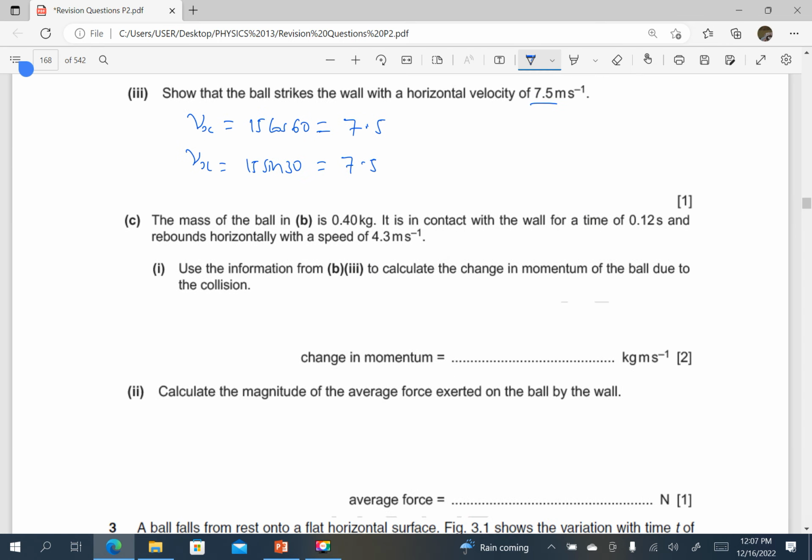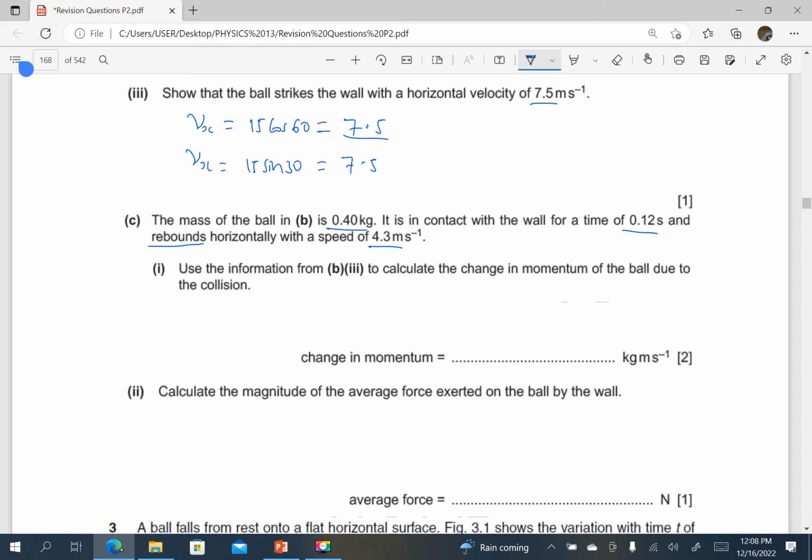The mass of the ball in B is 0.4 kilograms. It is in contact with the wall for 0.12 seconds and rebounds. If we say rebounds, it moves in the opposite direction after collision. It rebounds with a velocity of 4.3. So 4.3 is just in the opposite direction. It is arriving at the wall with 7.5 in the horizontal.